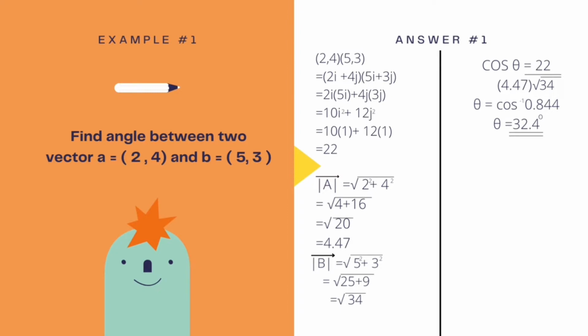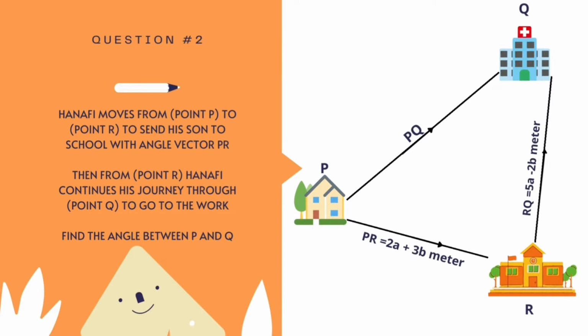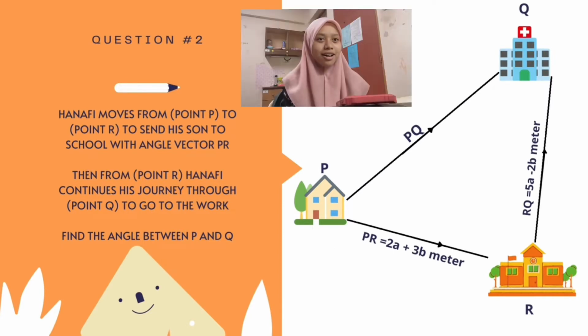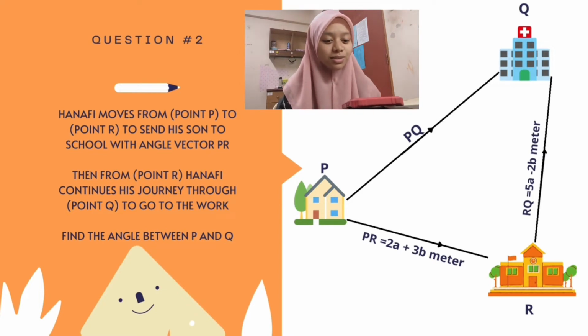Cos theta equals 22 over 4.47 times square root of 34. Theta equals shift cos of 0.844, and theta is 32.4 degrees. Hanafi moved from point P to point R to send his son to school with vector PR. Then, from point R, Hanafi continues his journey through point Q to go to work. Find the angle between PR and RQ.